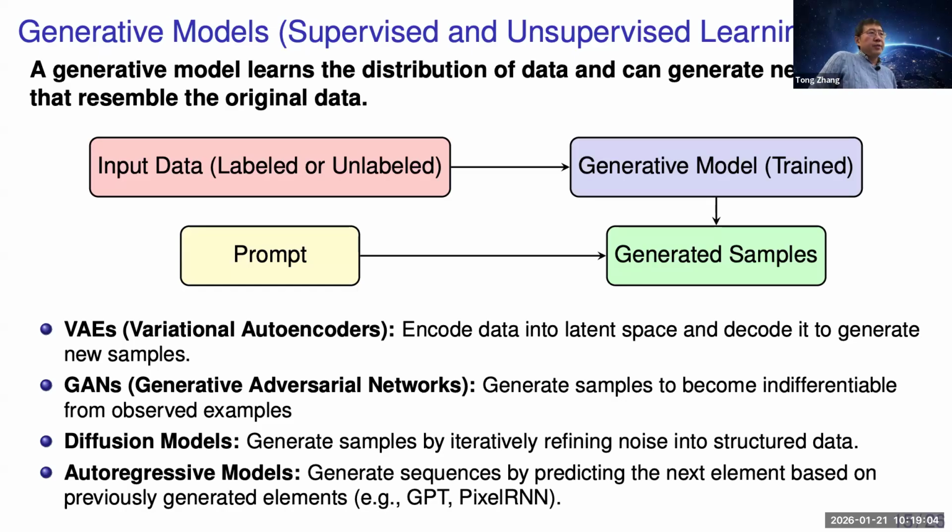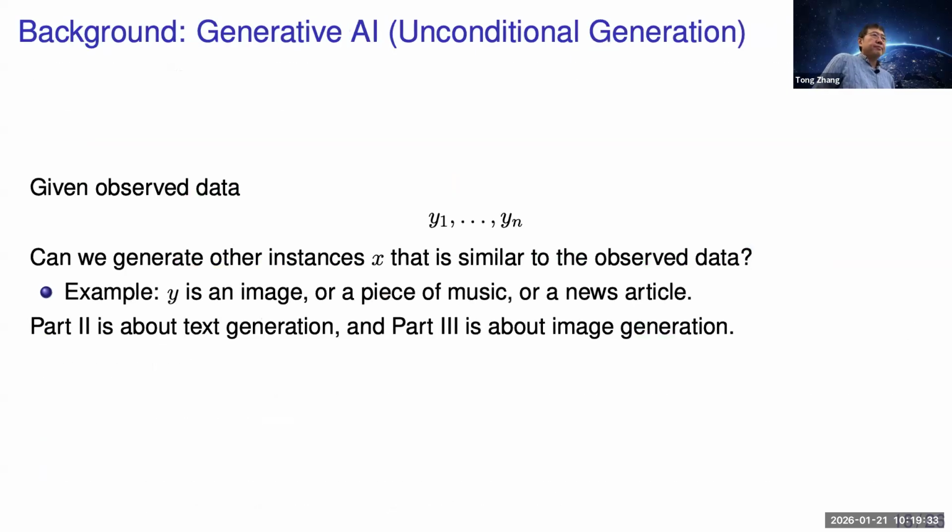The variational autoencoder, which we will cover in part 1, not part 2. GANs will be examples, right? Diffusion models are examples, and these are for image generation. Autoregressive models can be used for images, but they are mainly for LLMs. So what are the differences between these? We will try to talk a little bit about that.